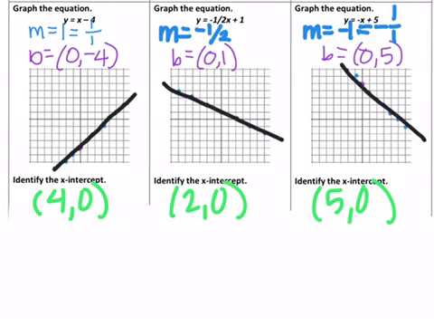Here are the answers for the next 3 graphs. These are what your graph should look like. Make sure if it's a negative slope, you have a negative slope. Make sure your y-intercept is the first thing that you plotted. And also make sure that you found that x-intercept, the point where it crosses that x-axis.